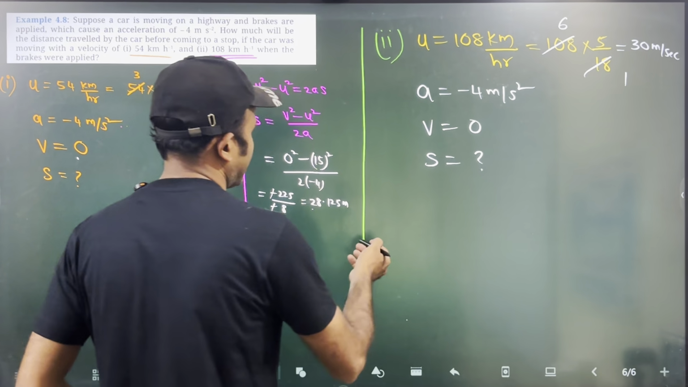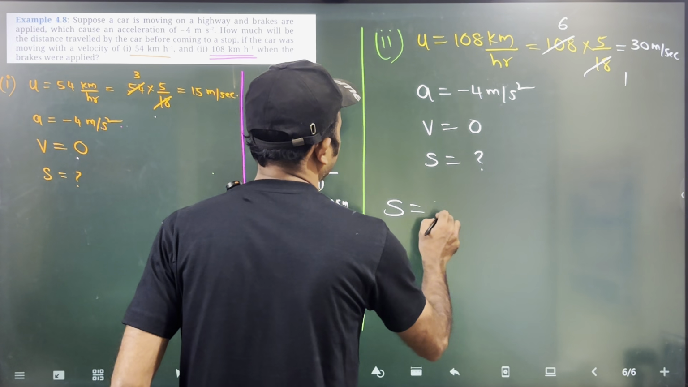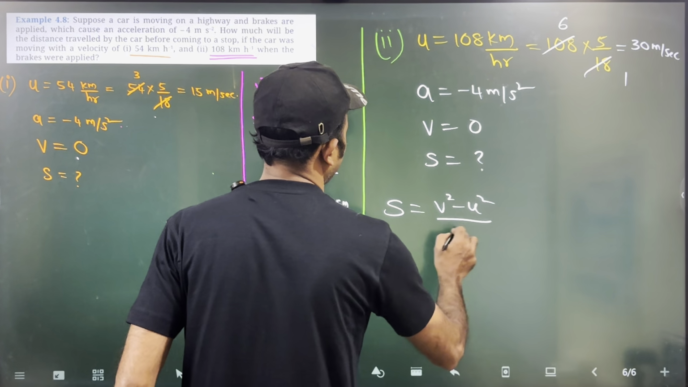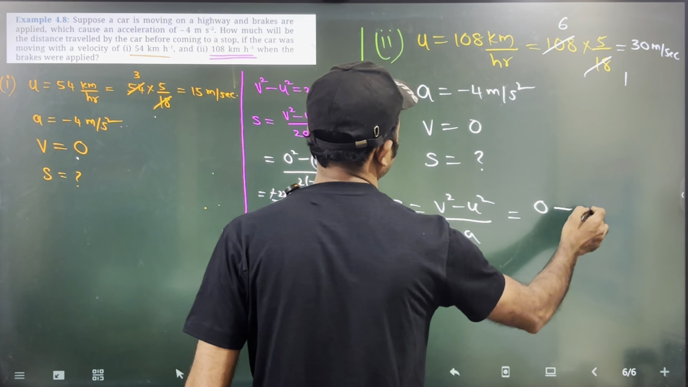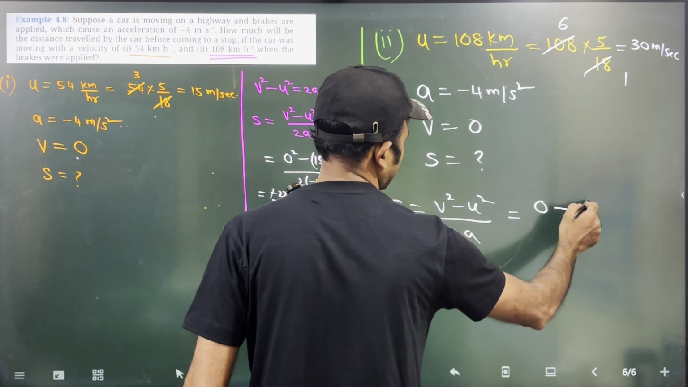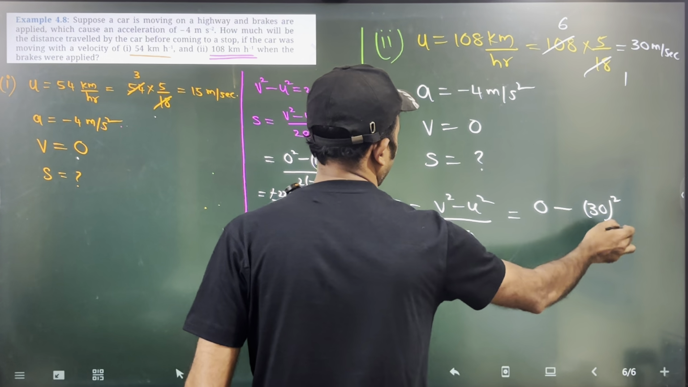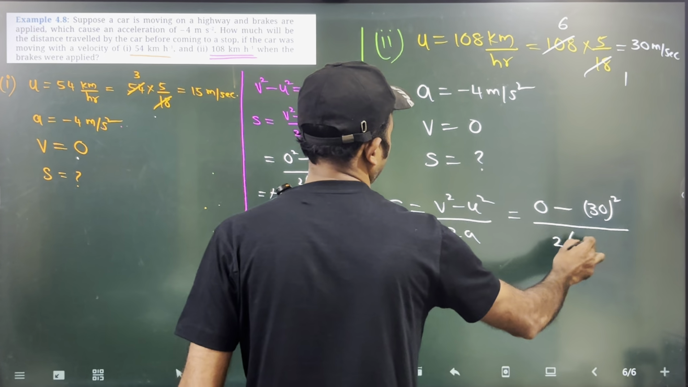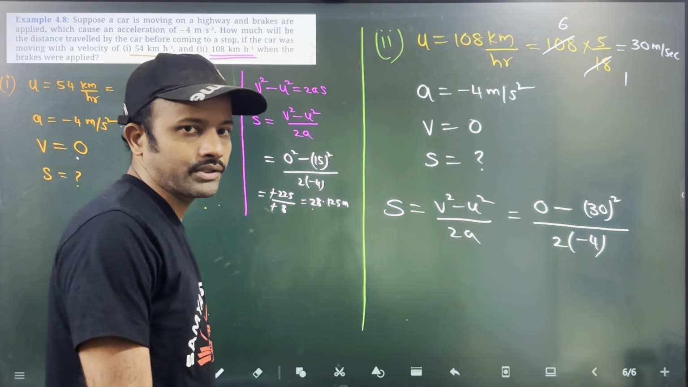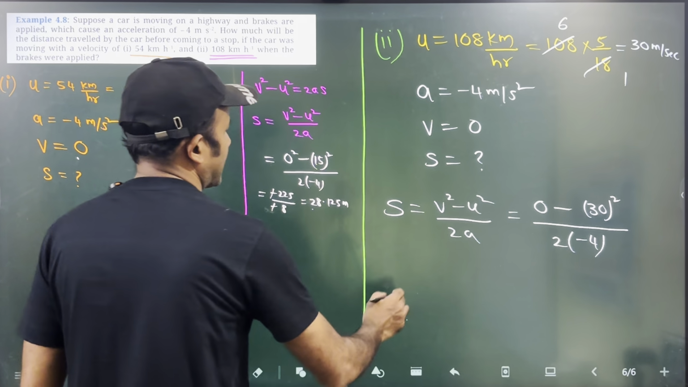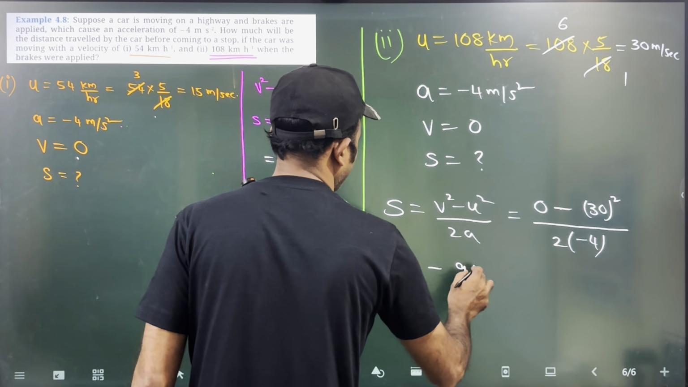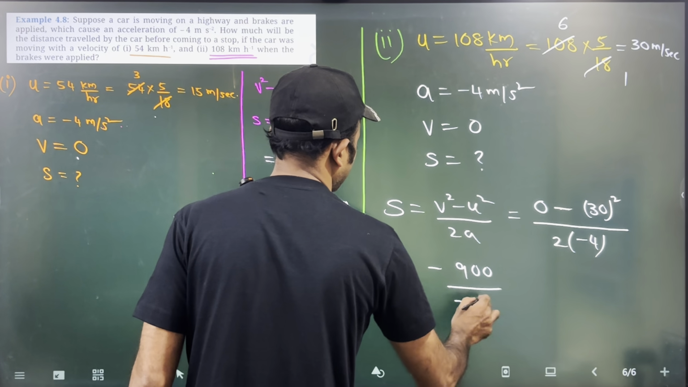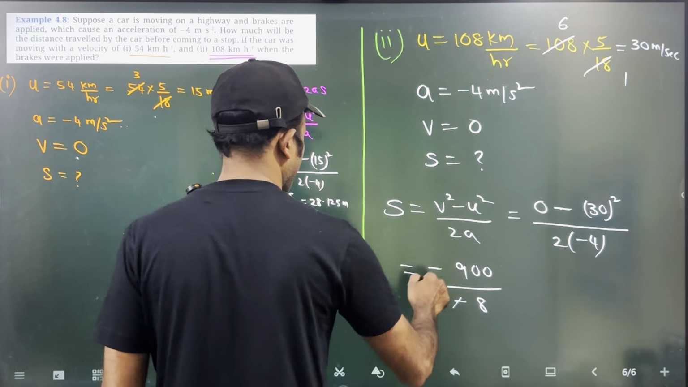So the same formula we can use here, s equal to v square minus u square by 2a. Here v square is 0 and u square value is 30 square, by 2 into a. 2 into a is 2 into minus 4. So 30 square, minus is there here. 30 square is 900. 2 into minus 4 is minus 8. Just cancel it.